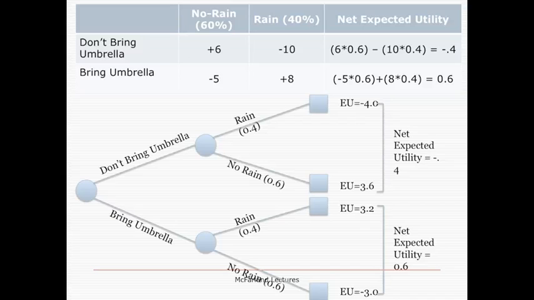Now if I go through the same kind of operation in the lower branch of this tree for bringing the umbrella, in the case of raining or not raining, I find the expected utility of 0.6. If I compare the two, it's clear that bringing the umbrella, given my preferences or my sense of costs and rewards for each outcome, is better than not bringing an umbrella, because I really don't want to get wet.